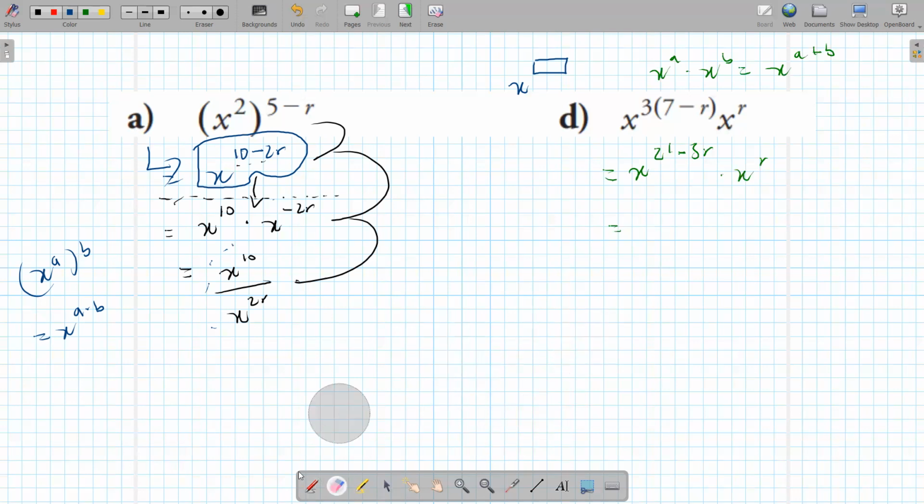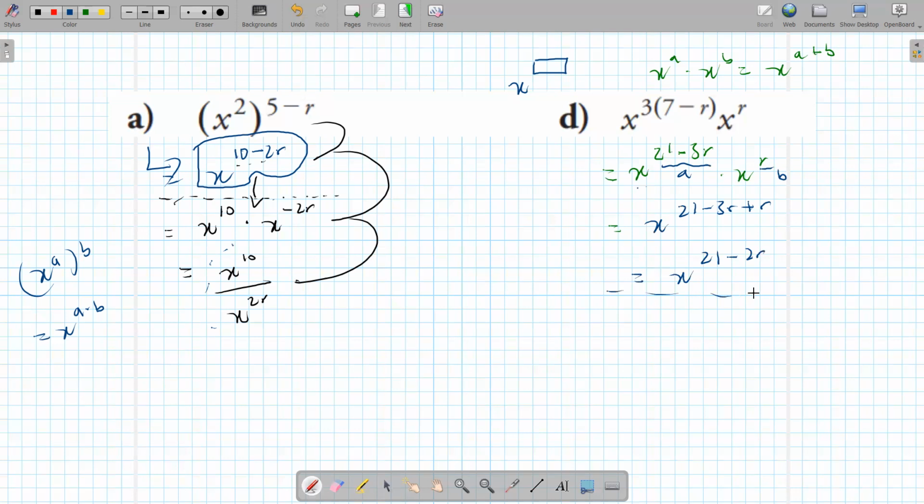What we're doing is, look at this, it's the first law. You have the same base with different exponents. You add up the exponents like this. This thing is your a, and this thing is your b. And what does it say? x^a times x^b is x^(a+b), so 21 minus 3r plus r. And you would get x to the 21 minus 2r as the final answer.